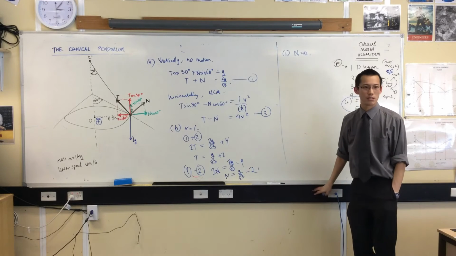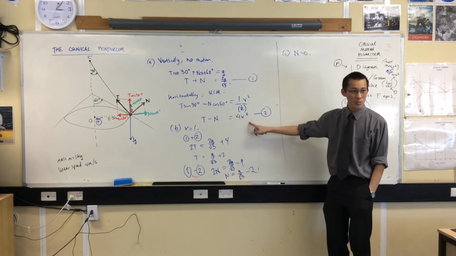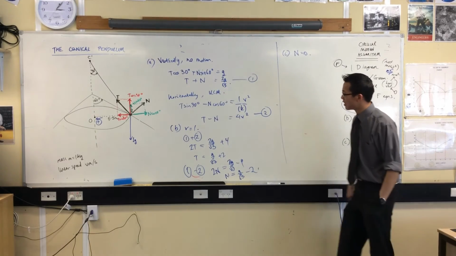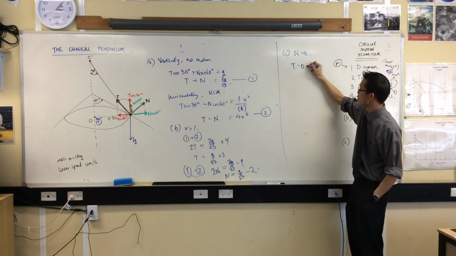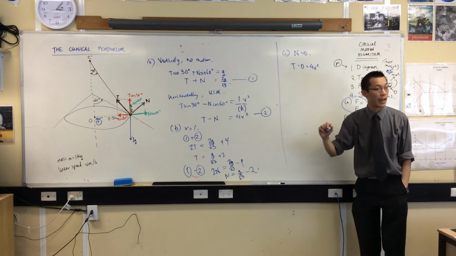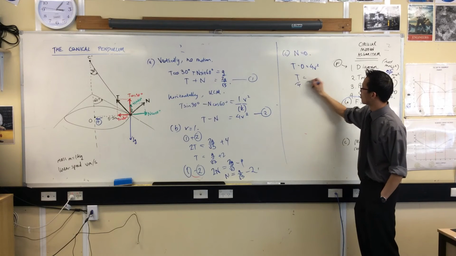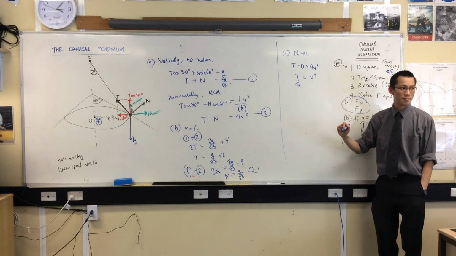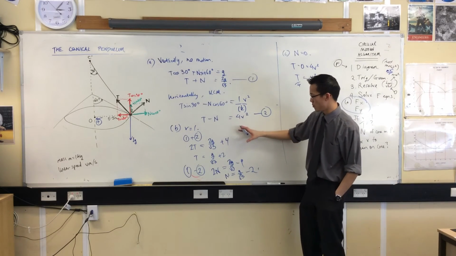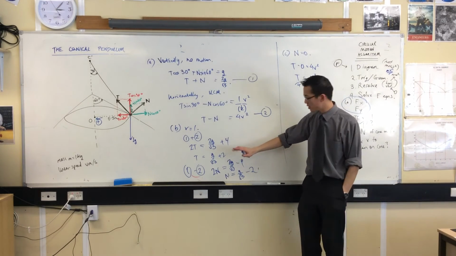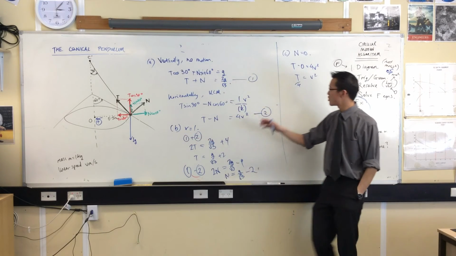Where am I going to put this into? Probably this one? Because then you're going to get T minus 0 equals 4v squared. So now I'm going to solve for v. What's the tension? T on 4 equals v squared. Now, don't confuse it with this part here, because this is a particular tension for a particular speed. What's the tension here?